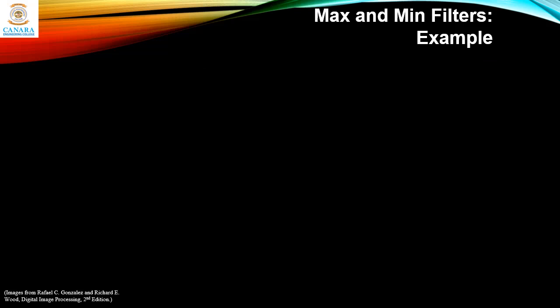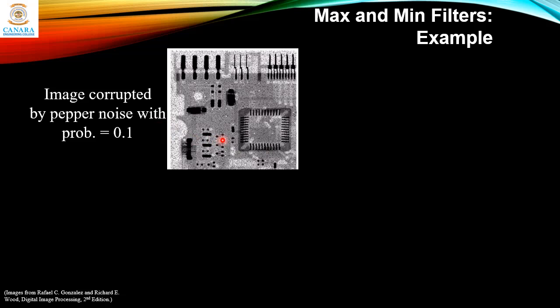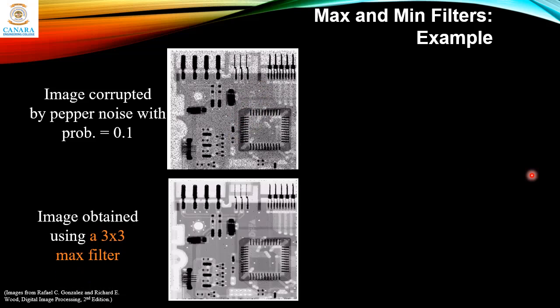Let us see the example of min and max filters. So here we have an image corrupted by pepper noise with probability of 0.1. Here note that we just added pepper noise, no salt noise here. Now if we use a max filter, the result will be like this. It has eliminated the pepper noise, also made the image a bit brighter in the process because we pick the maximum values in the neighborhood.